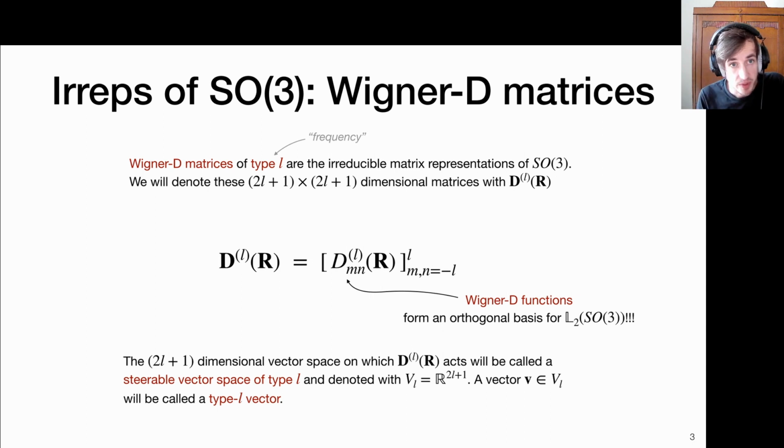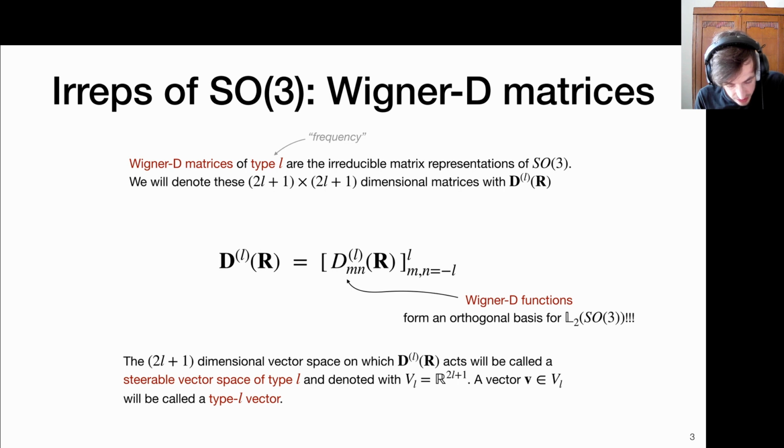Okay, so the irreducible representations of SO3 are these 2l plus 1 by 2l plus 1 dimensional rotation matrices, which can no longer be further reduced to matrices of a smaller size. And the matrix elements are sometimes referred to as the Wigner-D functions. And just like the irreps of SO2 form an orthogonal basis for functions on the one ring S1, so do these Wigner-D functions form an orthogonal basis for functions on SO3. And I'll say a bit more about it in subsequent slides.